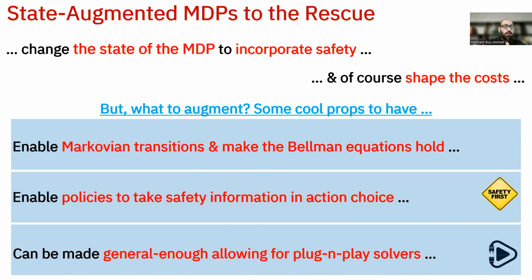So our strategy to solve this problem is to augment the state variable with something such that that thing takes safety into account, so takes the constraint somehow into account, and still allows us to have the Markovian transitions to make the Bellman equation hold.